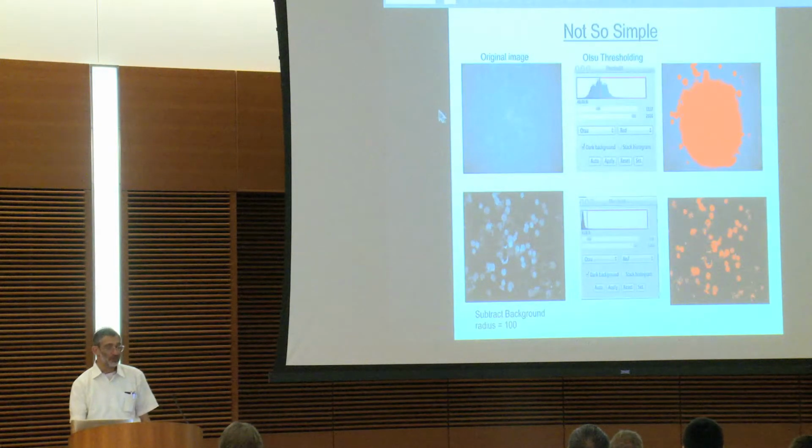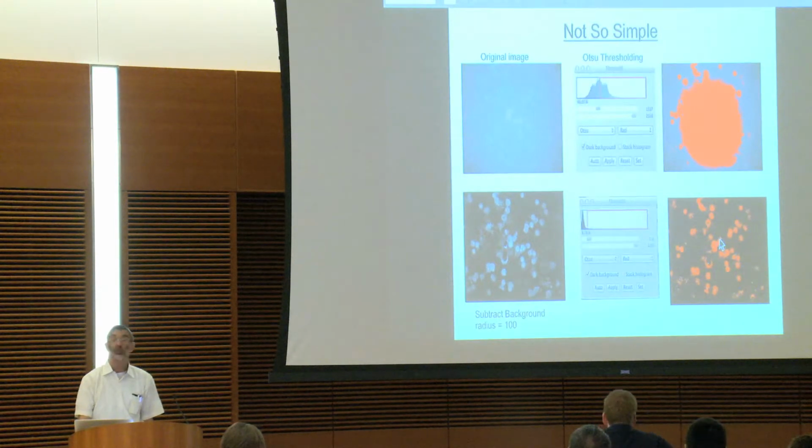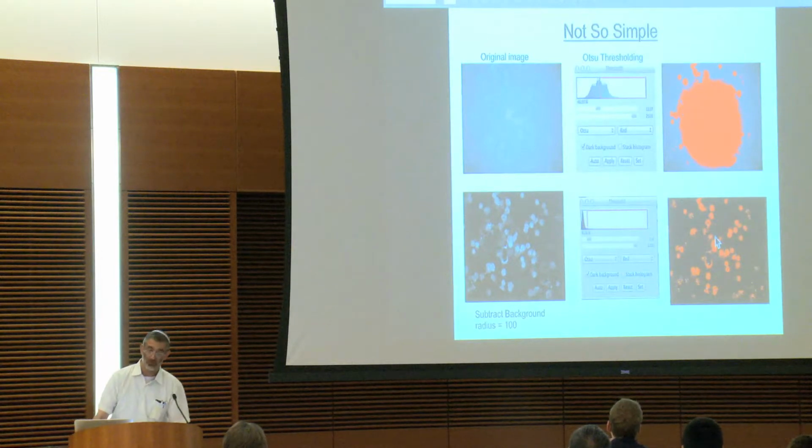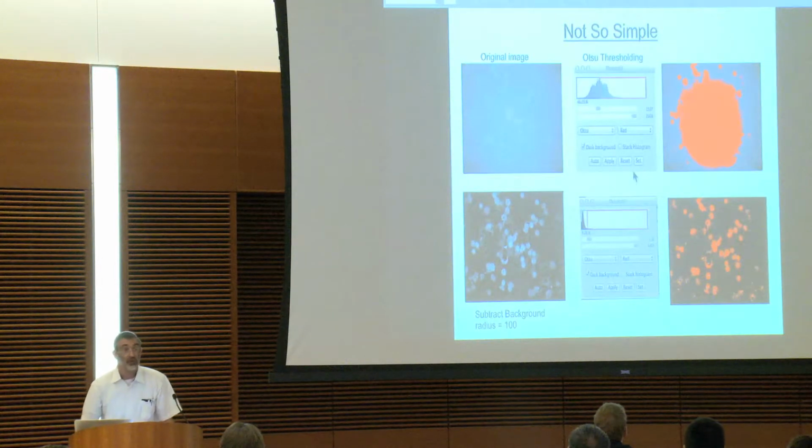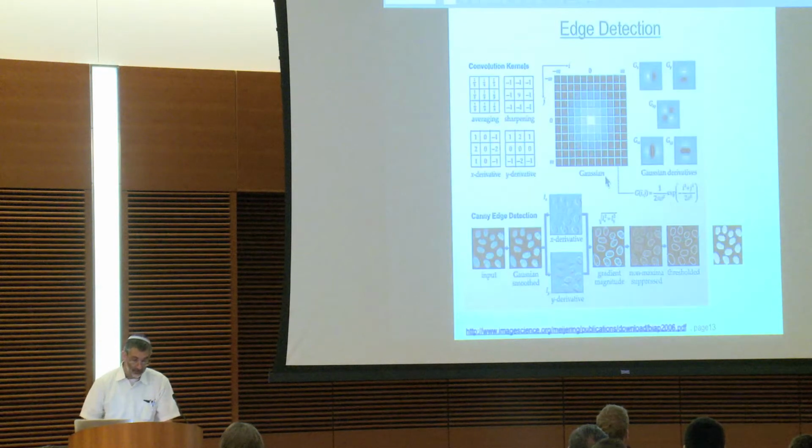What happens when your original image looks like this, and there is a big, non-uniform illuminated background? And you try to segment it, and this is what it looks like. Subtract the background, and now this is what it looks like, and that's much more reasonable. So background subtraction is very, very commonly needed.